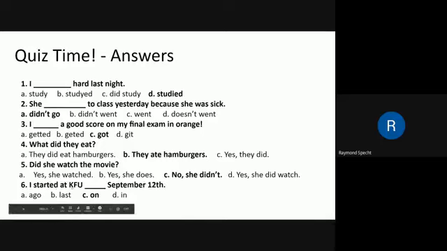I started at KFU blank September 12th. All right, exact date, we're going to use on. All right, make sure you go back and check on the rules and stuff in your grammar for this unit, but this concludes Shabaka's Book 4, Unit 6 grammar lesson.